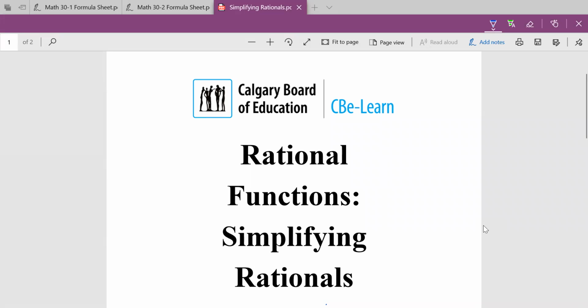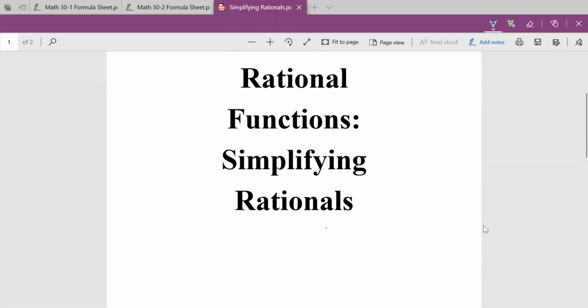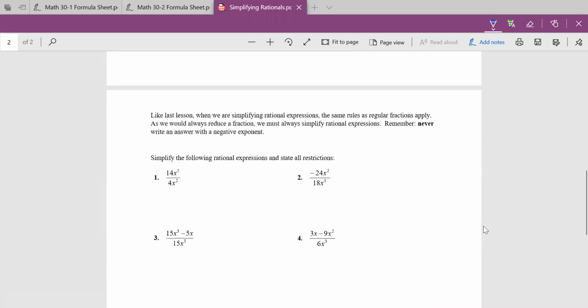Hey, Math 30-2s. Here is your next lesson in rational functions. This one is going to be all about simplifying these rational expressions. Let's take a look at how we're going to do this.